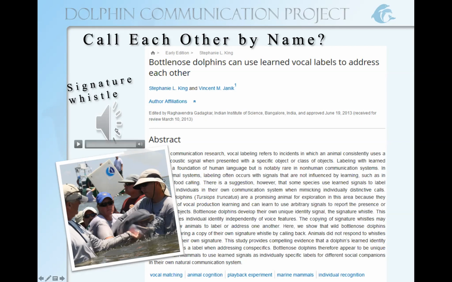And so there are several papers out, many of them recently by Stephanie King or Vincent Yannick, and I'm going to play this whistle, which has the first 3 whistles.